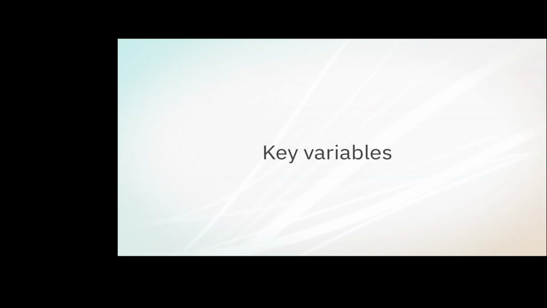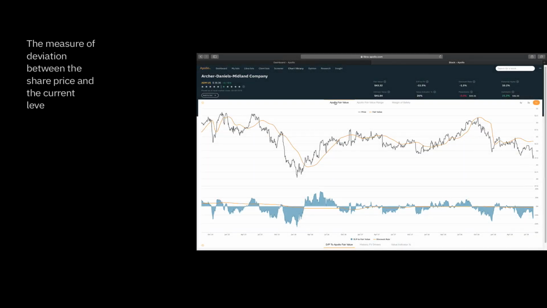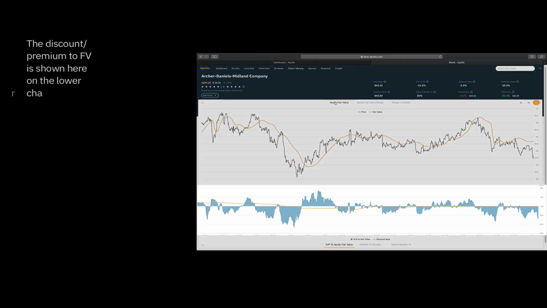Moving on to the analytics, these focus on price variation in relation to the independent variables. The share price becomes the starting point, and the measure of deviation between the share price and the current level of fair value provides an additional discount premium time series. The discount premium to fair value is shown here on the lower chart.